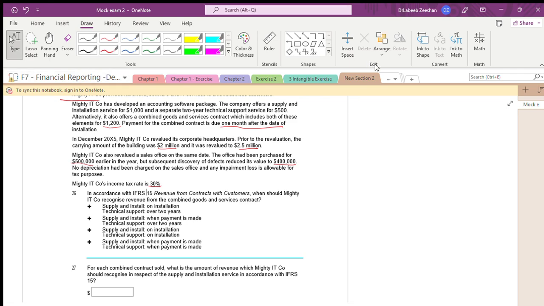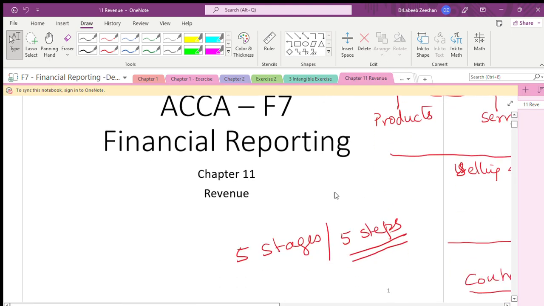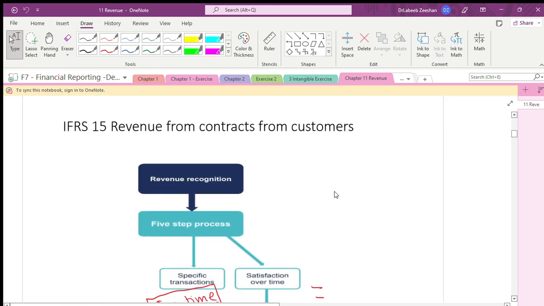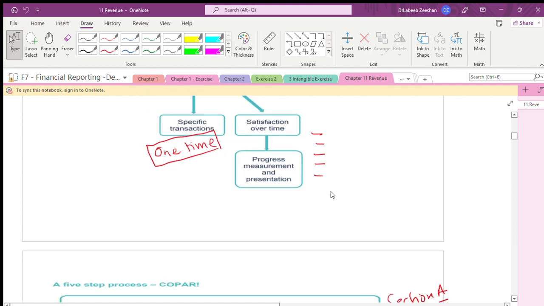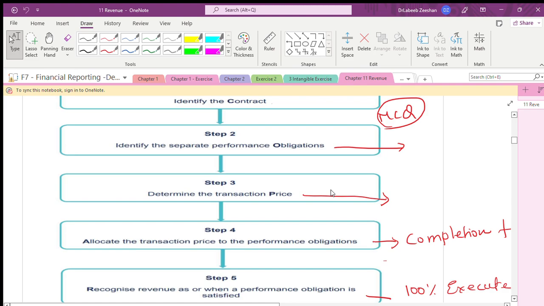One minute. I will go for IFRS 15. IFRS 15 chapter, where it is 11. Is it right? Yes. The 5-step process is very important. 5 steps. Identify, I told you, if you remember, I have written here also MCQ. Identify the contract, identify the separate performance obligation. What is the separate performance obligation here?